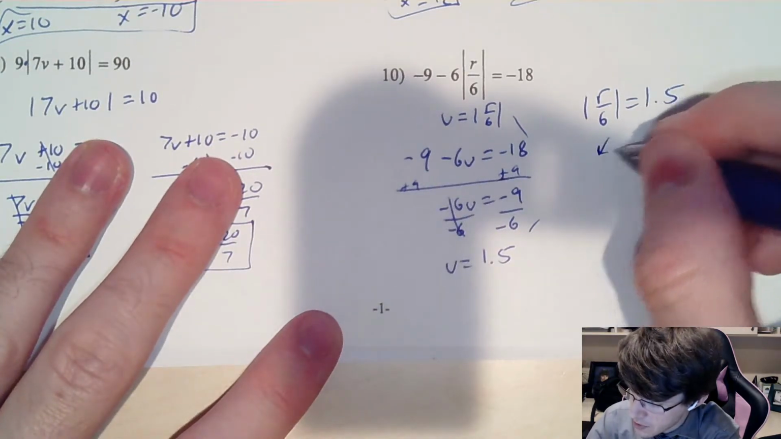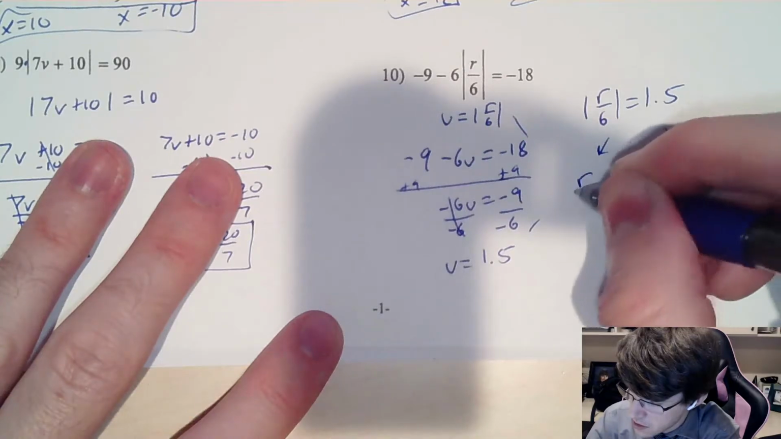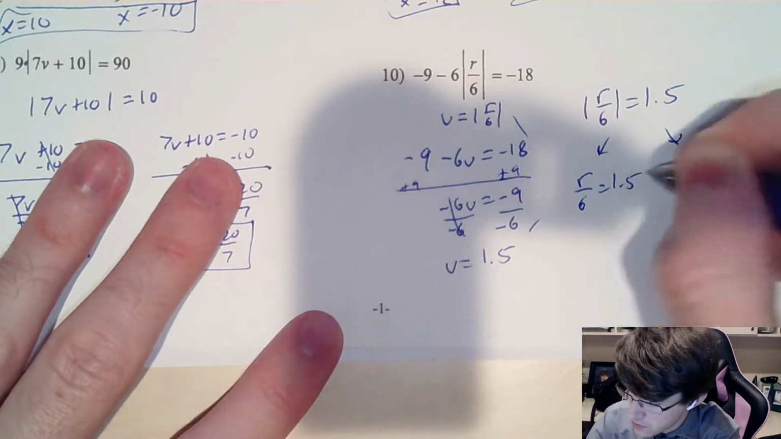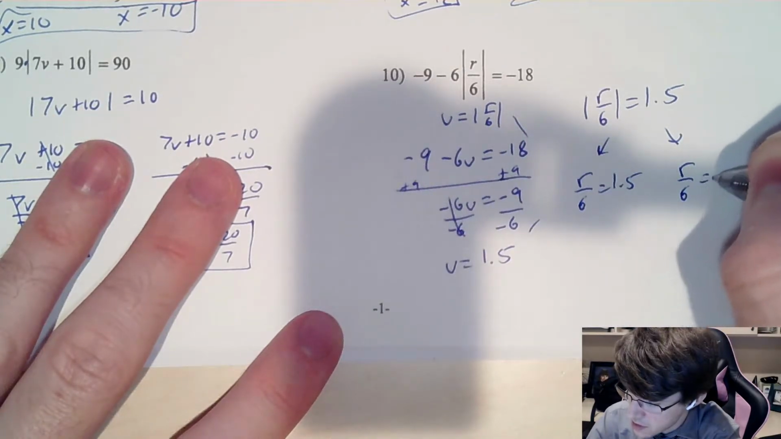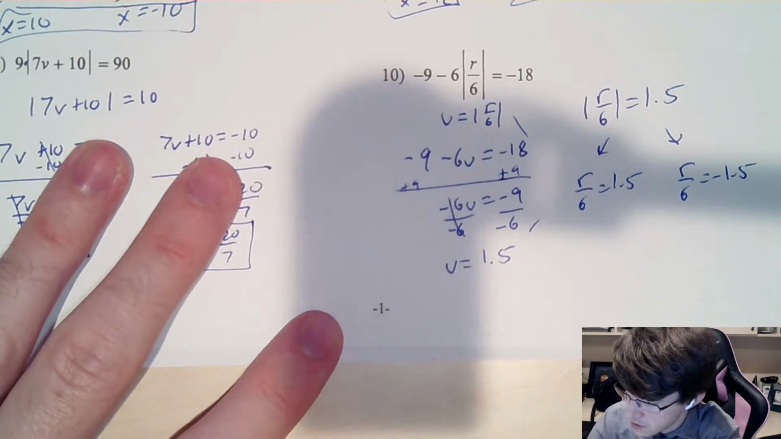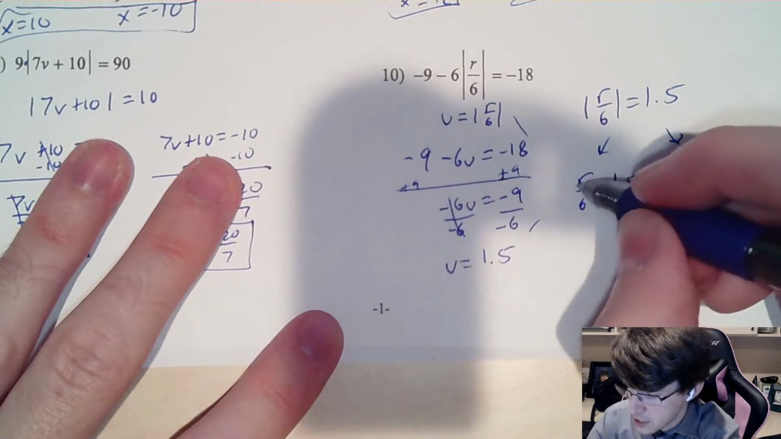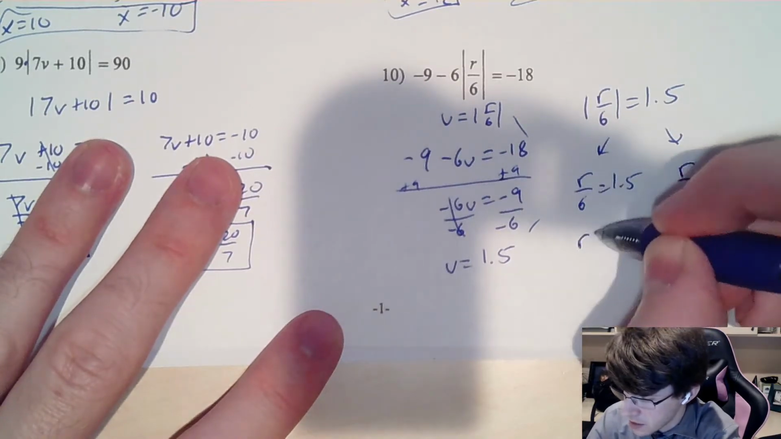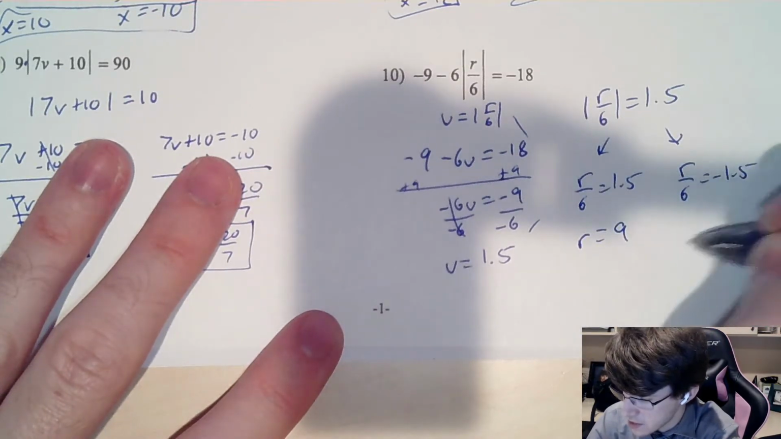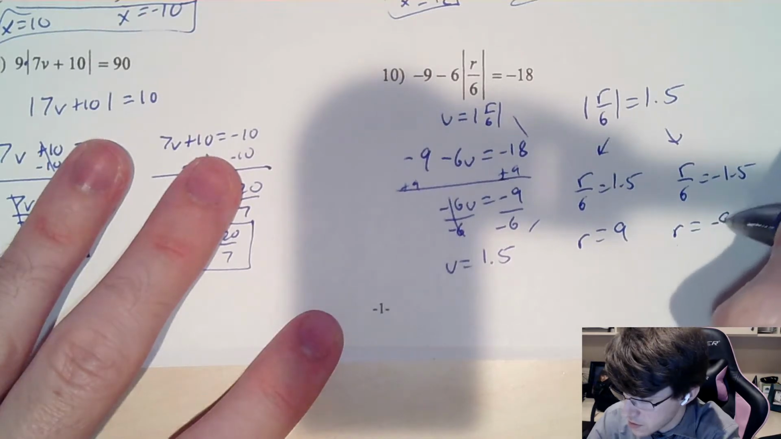Split it into two separate questions. R over 6 equals 1.5, and R over 6 equals -1.5. And now, finally, I really won't show work. We multiply both sides by 6, so times 6 times 6, and we get R is equal to 9 and R is equal to -9.